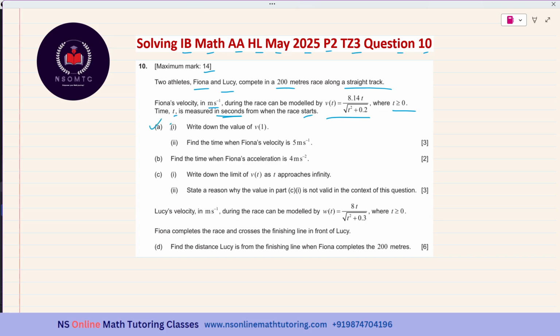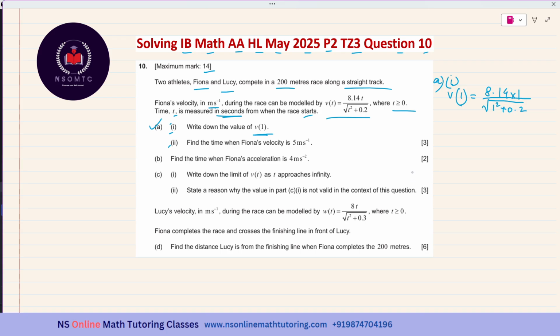Part A is having two further subparts. The first subpart I is saying find the value of V of 1. That means time is 1 second after the race started. So A and I, V of 1 is equal to 8.14 times 1 over square root of 1 square plus 0.2.